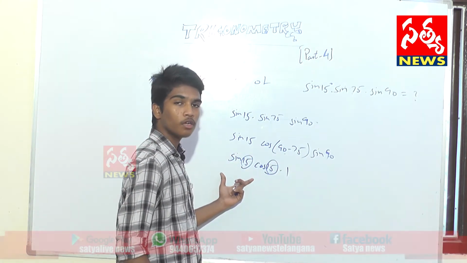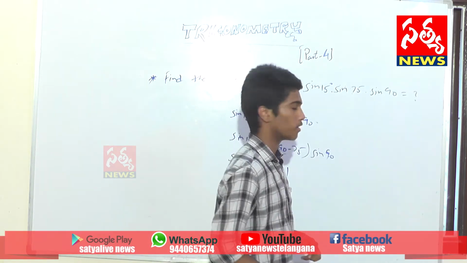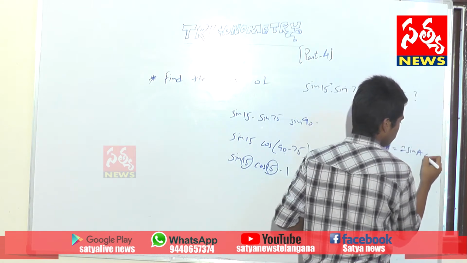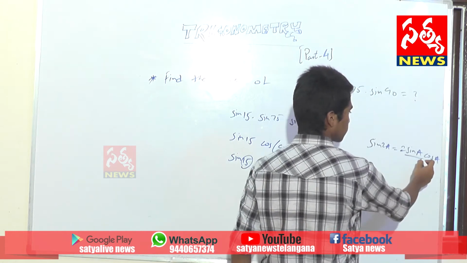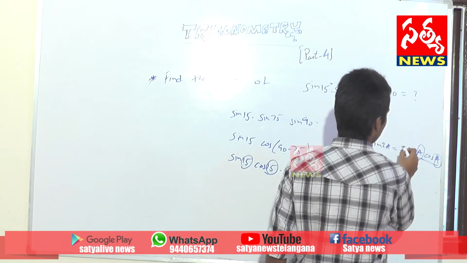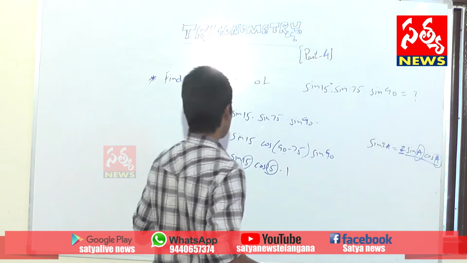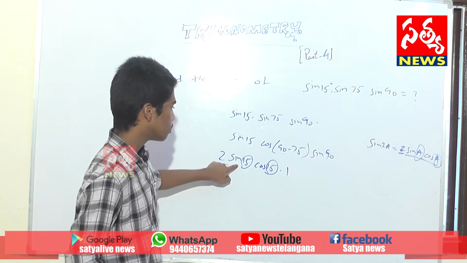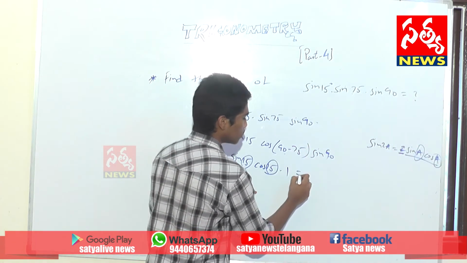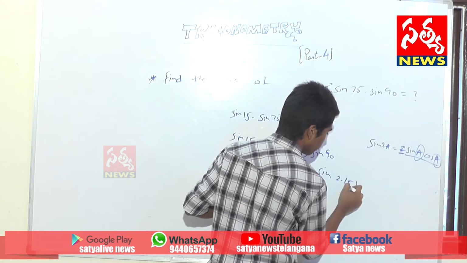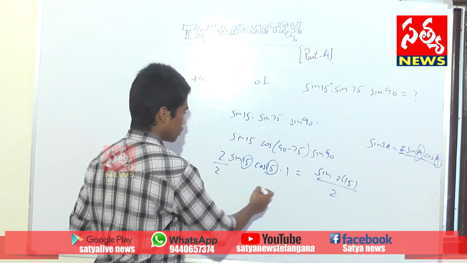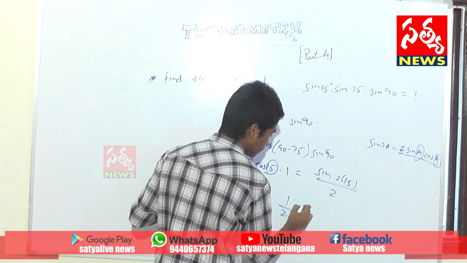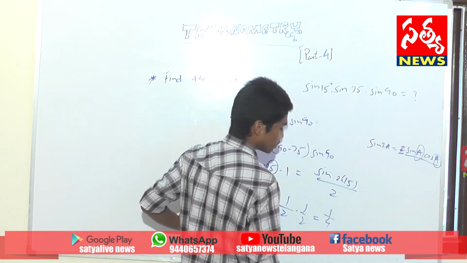By seeing this kind of question, you have to get an idea that we have to use multiple angles. What is the formula of sin 2A? It is 2 sin A cos A. See, in sin A cos A the angles are the same, but we do not have 2. So we have to multiply and divide by 2. Now we get 2 sin A cos A, which is sin 2A, so sin 2 into 15 by 2. Sin 2 into 15 is sin 30 by 2. Sin 30 value is 1 by 2, into 1 by 2. So the final answer is 1 by 4.